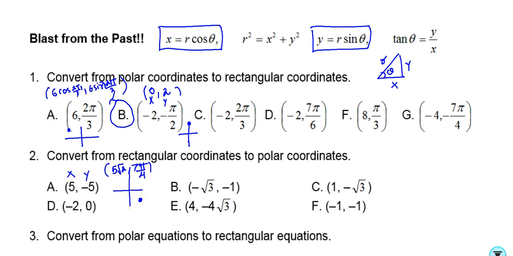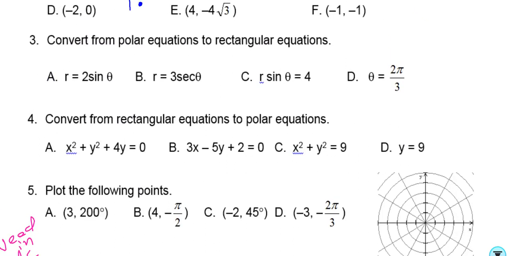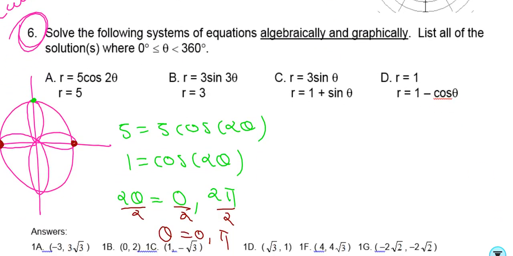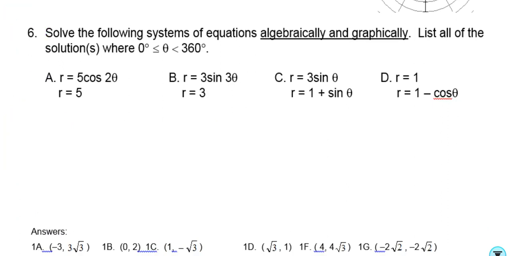Let's take a look at equation conversion. Equation conversions are rarely used in calculus, so I'm not going over them. What you have to know from a pre-calculus point of view is the intersection. Where do the two graphs intersect each other?